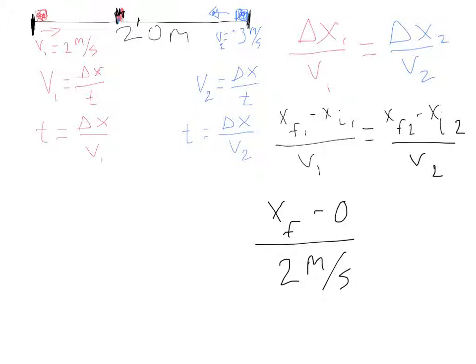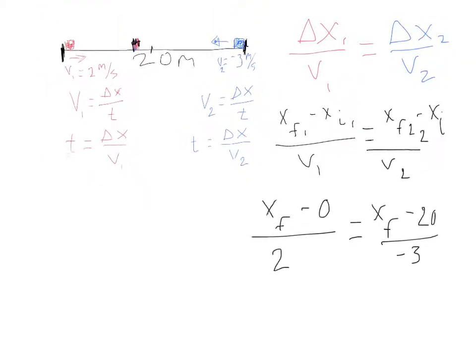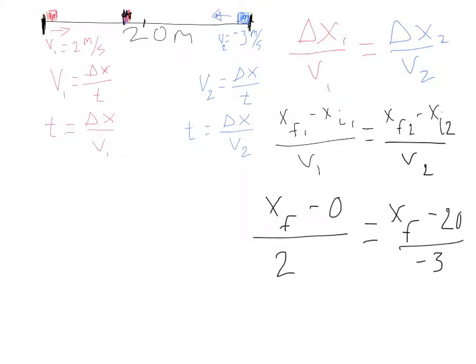is equal to, I'm just going to get rid of the units here to simplify it a little bit, is equal to x final of cart 2. We know that the final position of cart 1 and cart 2 will be the same, so I'll just call it x final, minus the initial position of cart 2, and that started all the way over here at position 20 meters, divided by the velocity of cart 2, which is -3 meters per second. Now we have one equation, and we just have to solve that one equation for our value of x, the final position.